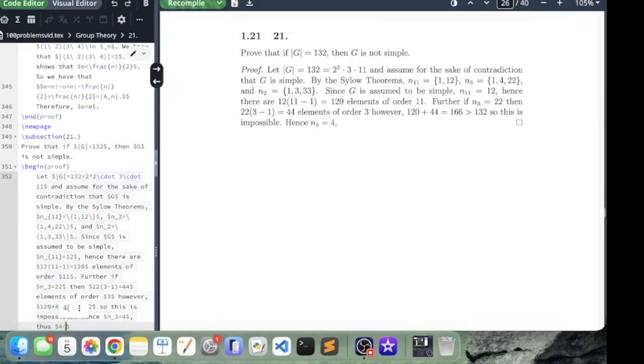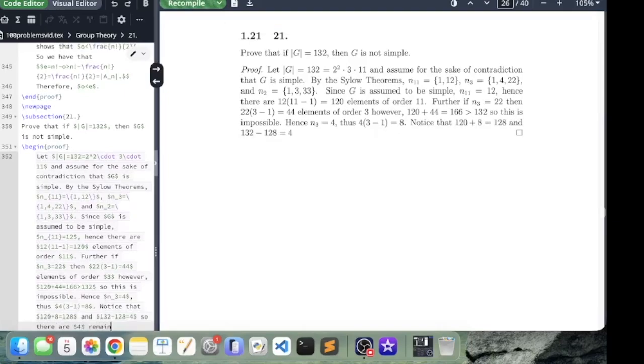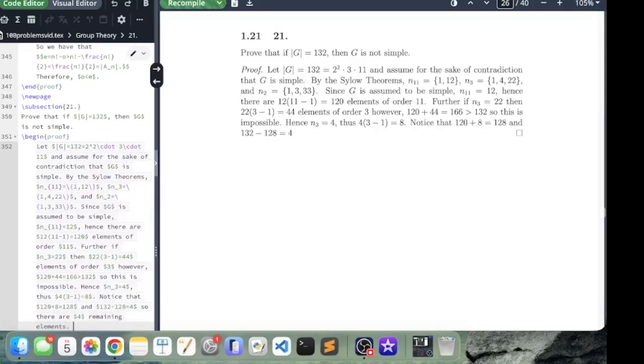Thus, we'll count the elements again. 4 times 3 minus 1 is equal to 8. Notice that 120 plus 8 is equal to 128, and 132 minus 128 is equal to 4. So there are 4 remaining elements. This forces the Sylow 2 subgroup to be unique, because we have 2 squared, 4, and there are 4 elements left. So this forces the number of Sylow 2 subgroups to be 1.